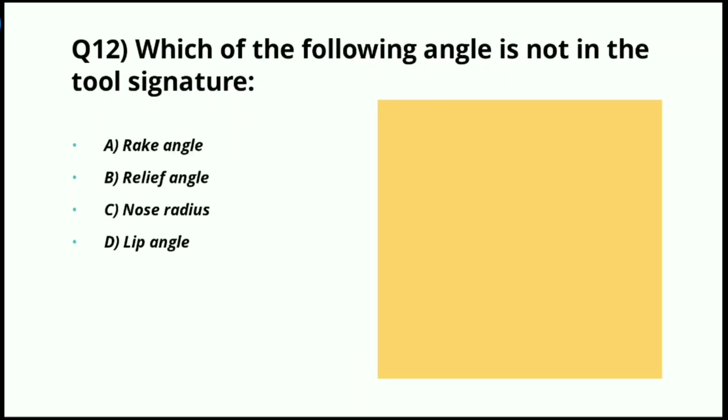Which of the following angles is not in the tool signature? Rake angle, relief angle, nose angle or lip angle? The right answer for this question is part D, lip angle.